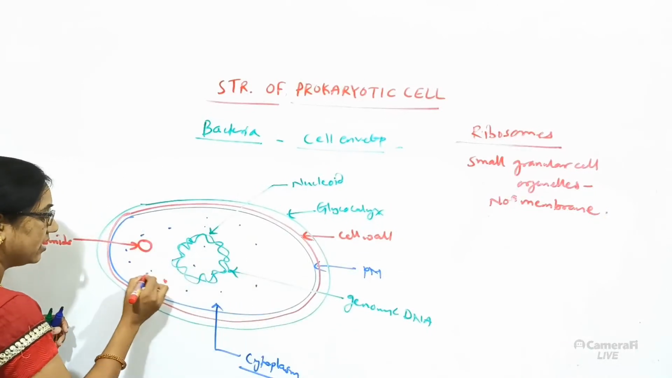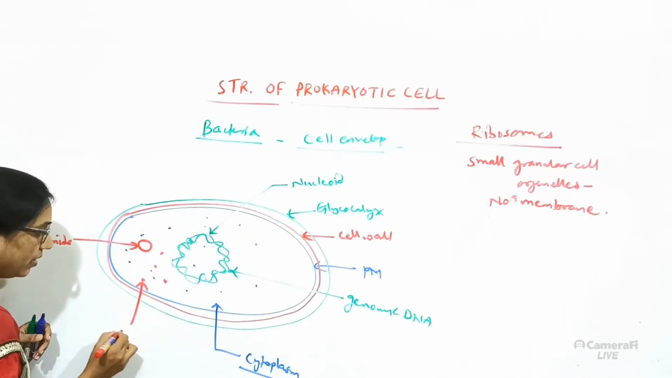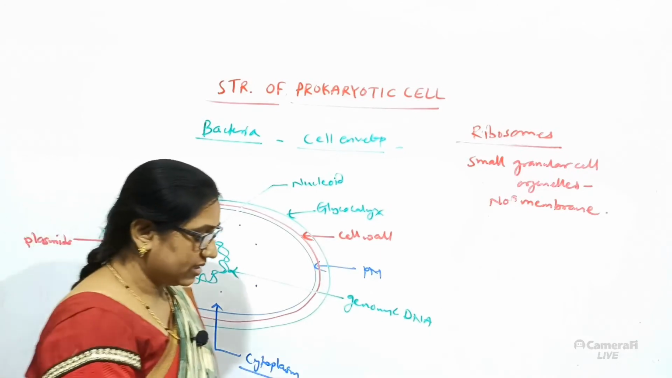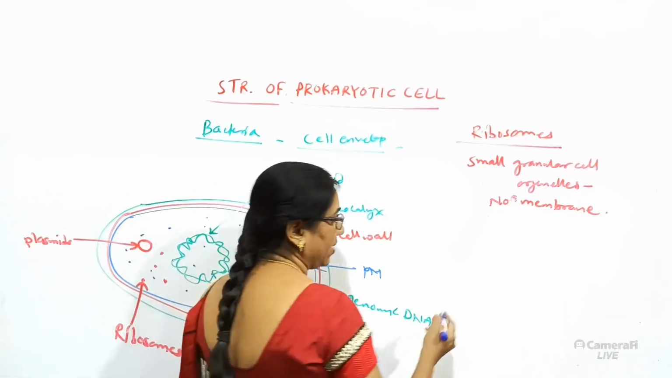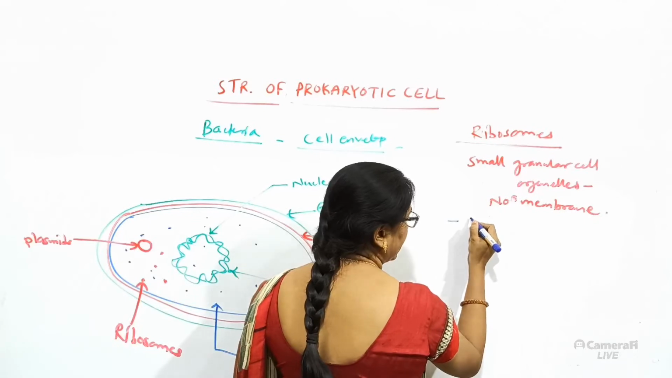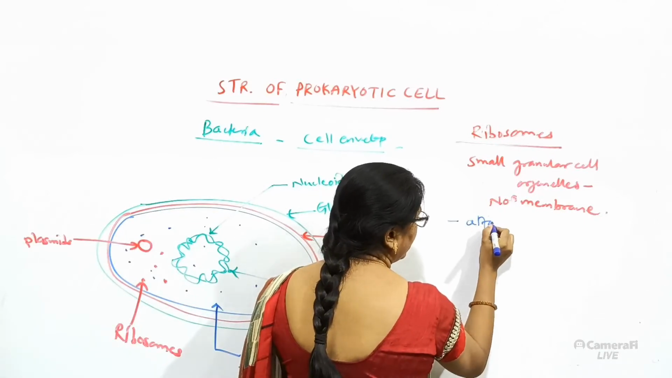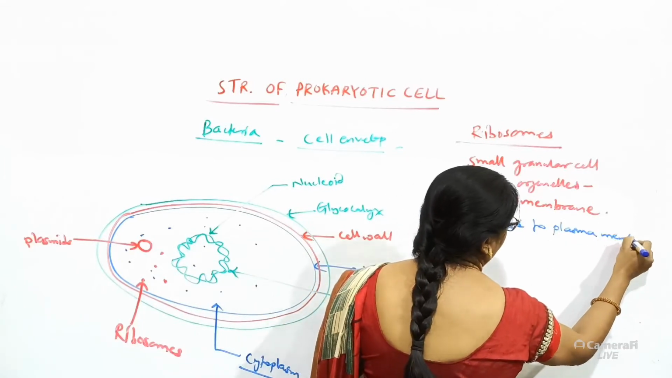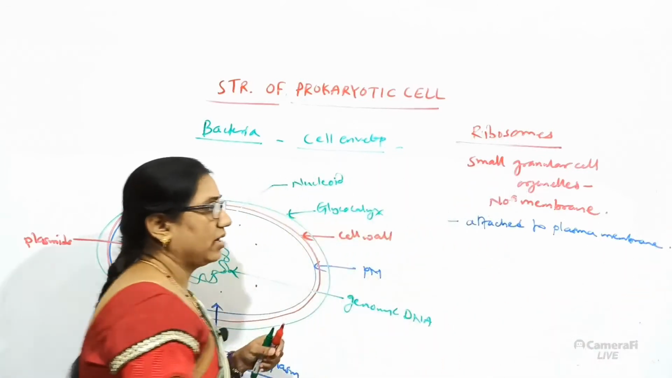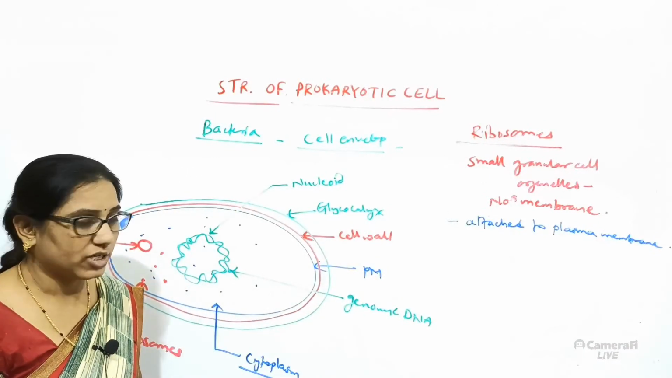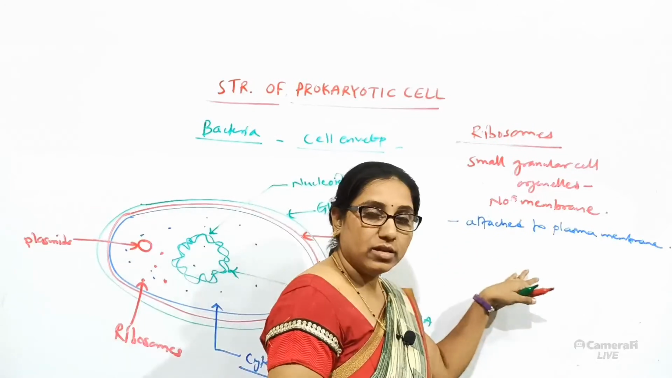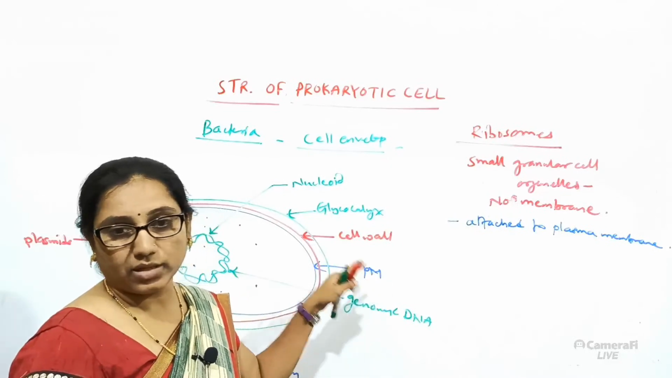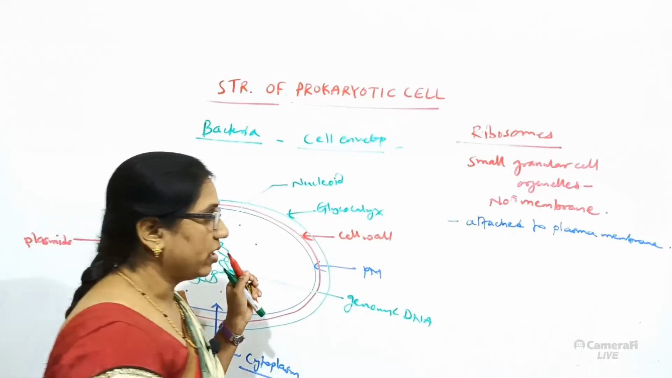Inside the bacterial cell, many ribosomes are present. These structures are the ribosomes. In the bacterial cell, the ribosomes are found attached to the plasma membrane. Even in the eukaryotic cell the ribosomes are present. But what is the difference between the prokaryotic ribosome and the eukaryotic ribosome?